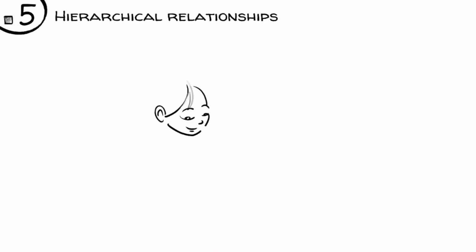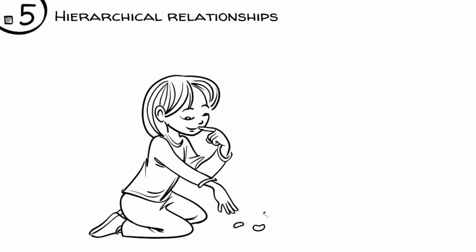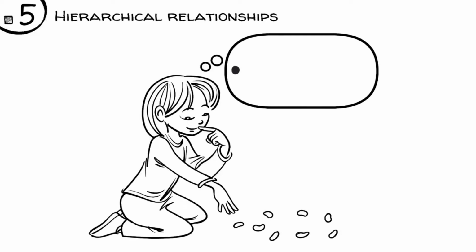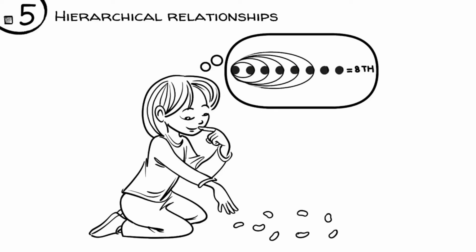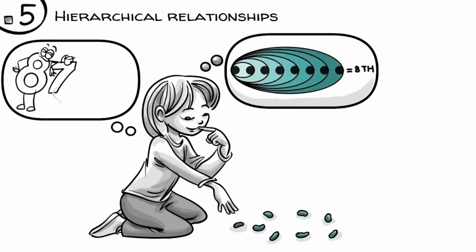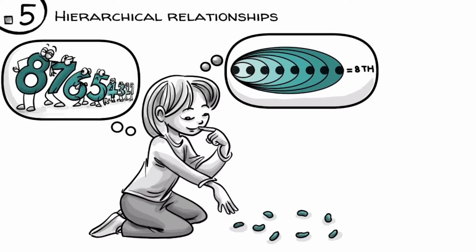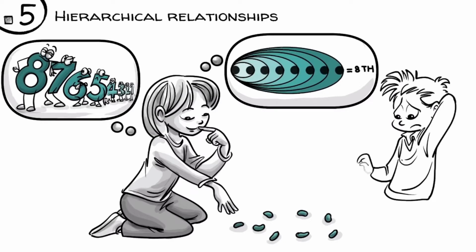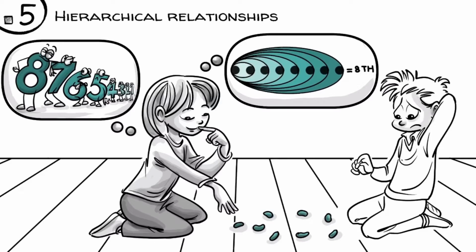Hierarchical relationships. As children construct order, they count the objects as follows: 1, 2, 3, 4, 5, 6, 7, and 8. As they do that, the number 8 represents the 8th place in the order. In other words, 8 always includes 1, 2, 3, 4, 5, 6, 7. The idea of 8 is therefore a hierarchical relationship between the 8th object and all those preceding it. If we don't learn to do this sort of abstraction by doing lots of math in our heads, we won't be able to form a solid foundation for arithmetic.